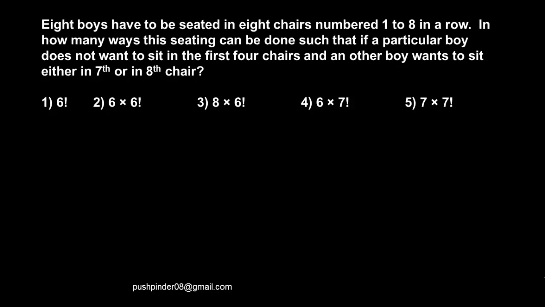8 boys have to be seated in 8 chairs, number 1 to 8 in a row. In how many ways can the seating be done such that a particular boy does not want to sit on the first 4 chairs and another boy wants to sit on either the 7th or 8th chair?